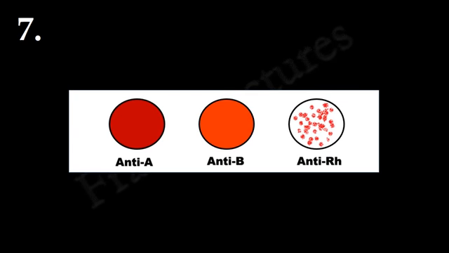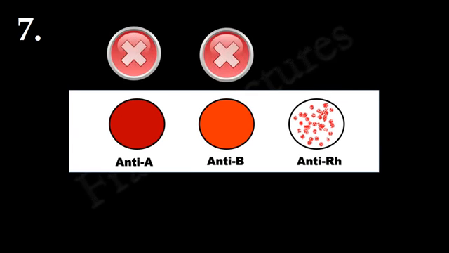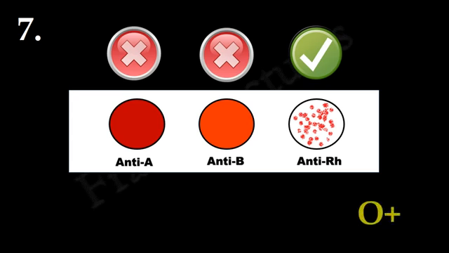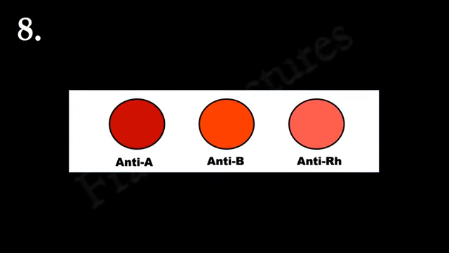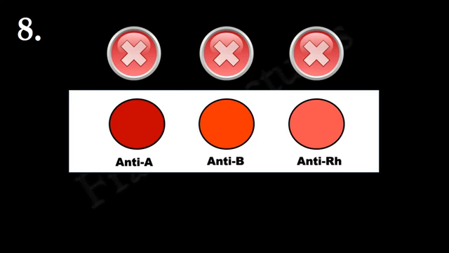Here, no agglutination is observed in anti-A and anti-B circle, therefore both A and B antigens are absent. Agglutination in anti-Rh circle indicates presence of Rh antigen. Therefore, blood group is O positive. Here, agglutination is absent in all the circles. This means all the three antigens are absent on the RBCs. Therefore, blood group will be O negative.